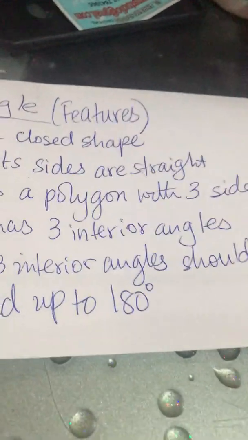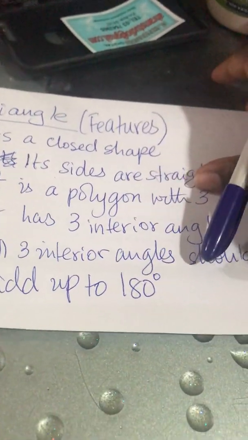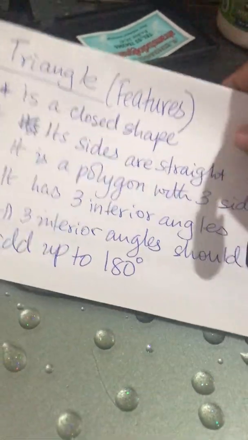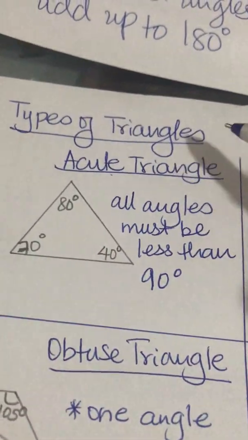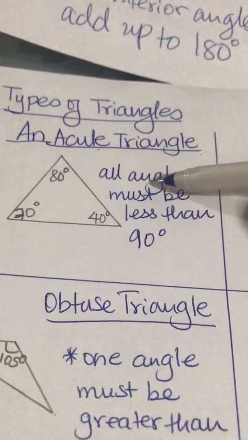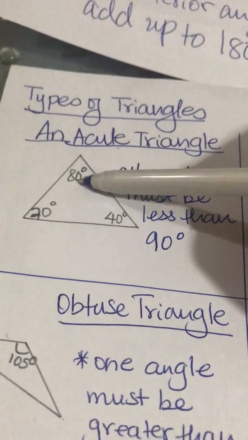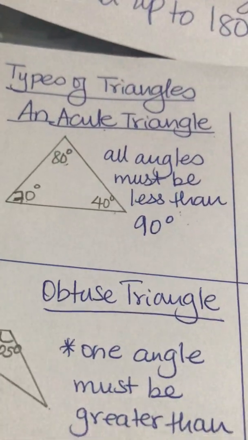Now there are many triangles. There is not only one triangle. There's so many triangles you should know. Actually, there's 6 triangles. Now, let us look at the different types of triangles. The first one, an acute triangle. An acute triangle. All angles must be less than 90. The angles inside here should be less than 90.